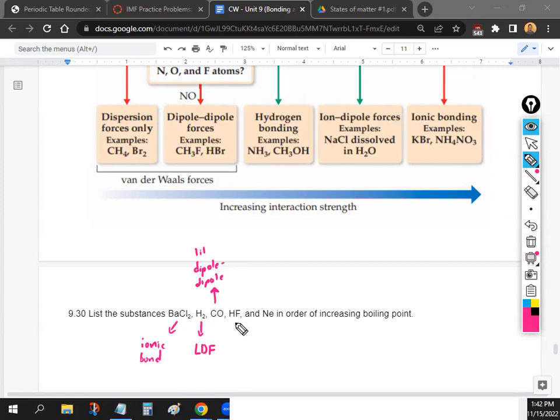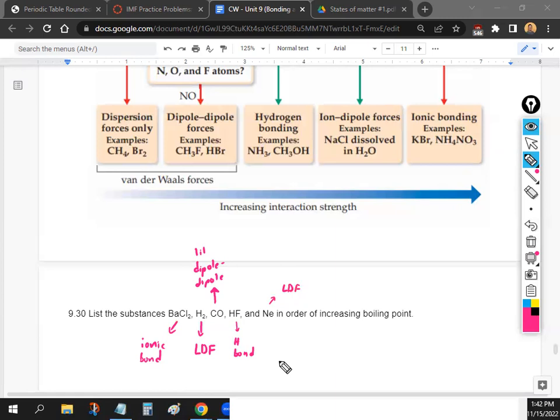Okay, let's go to HF. What is the strongest IMF that this guy will experience? H bond. Good. All right, and then last one, neon is just a singular atom. So what does neon experience the strongest? Not ion. Neon is a noble gas, it's inert. London dispersion, because it's just neon by itself.